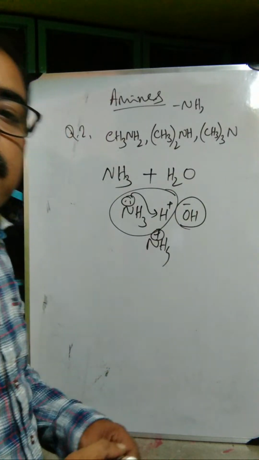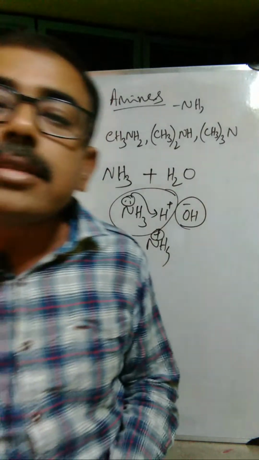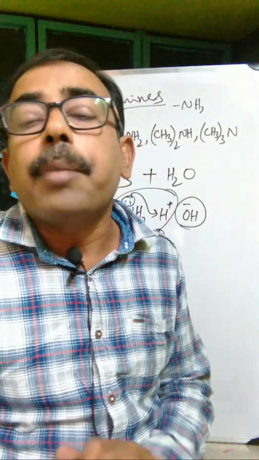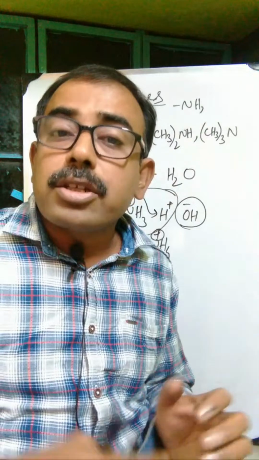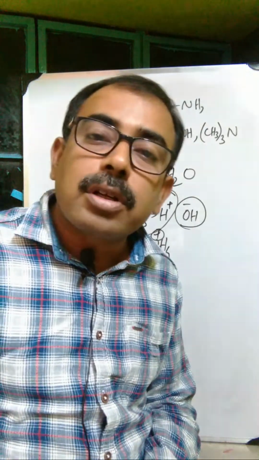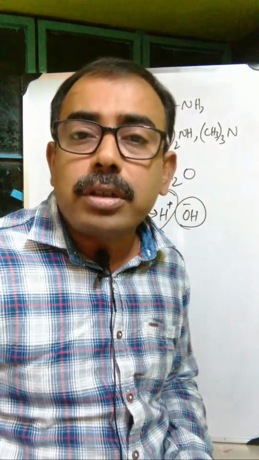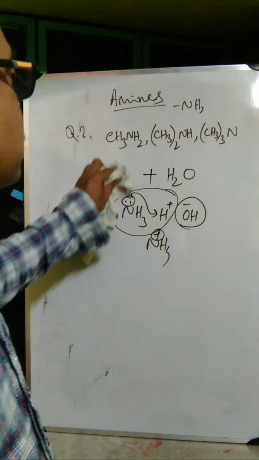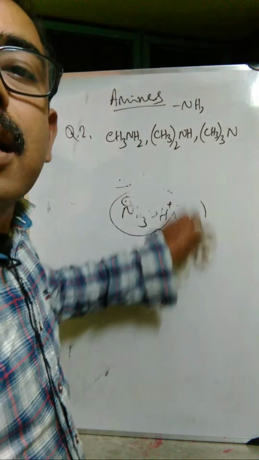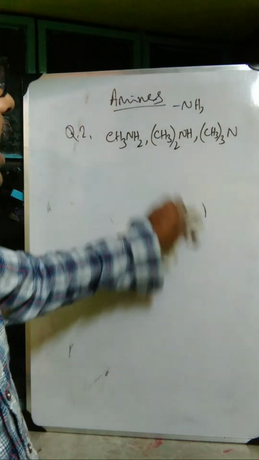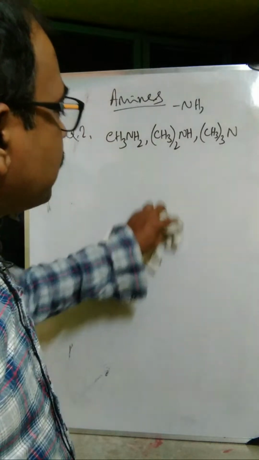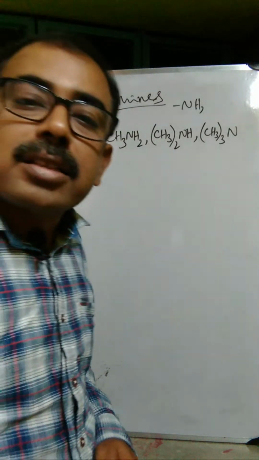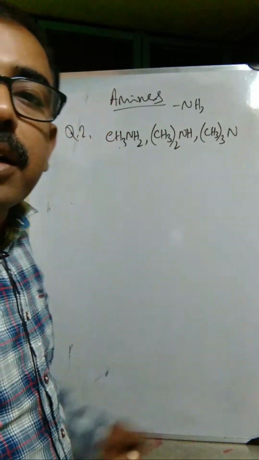That's why we get an excess amount of OH minus ions in an aqueous solution of ammonia. That's why ammonia is called a base. Here the same thing happens when these nitrogenous bases are dissolved in water. They abstract H plus ions from water, making OH minus ions free. That's why all are Arrhenius bases.